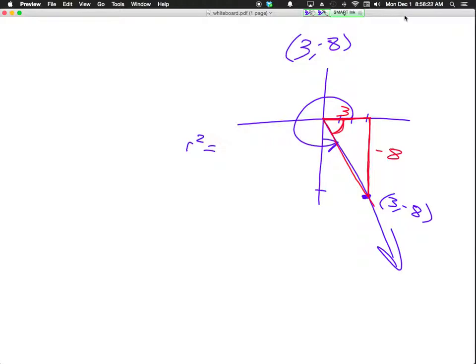Okay. So I have 3 squared, which is 9. I have negative 8 squared, which is 64. So I have r squared equals 73, which means r equals the square root of 73. So we have figured out the hypotenuse is the square root of 73. Okay. Once I have that, I have everything I need to get my 6 trig functions.